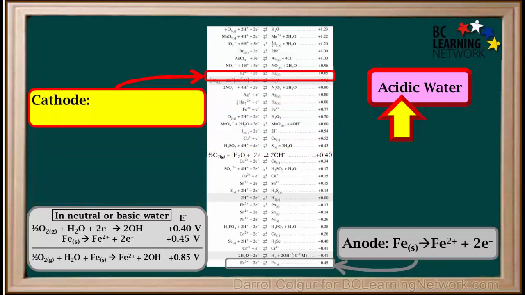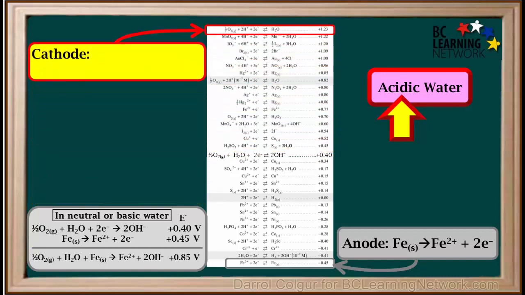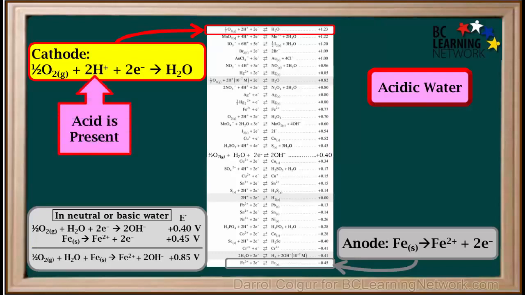Now, if the water contacting the iron is acidic, the cathode becomes this half reaction up here, which is 1/2 O2 plus 2H+ plus 2 electrons gives water. The H+ here means acid is present.